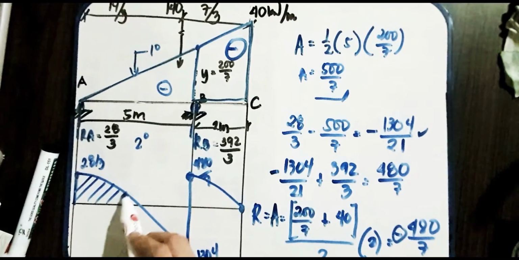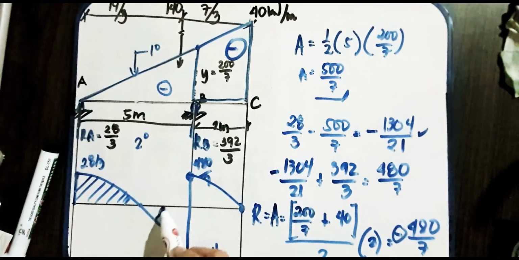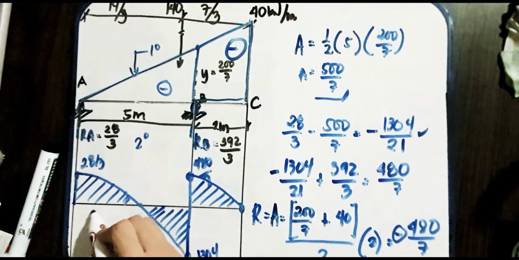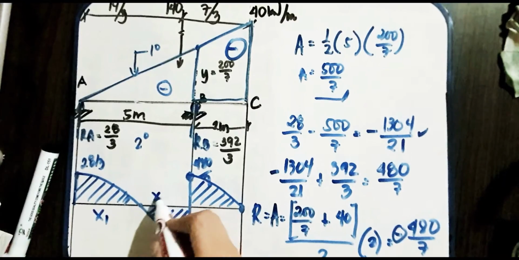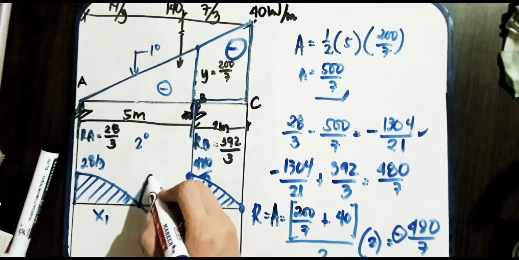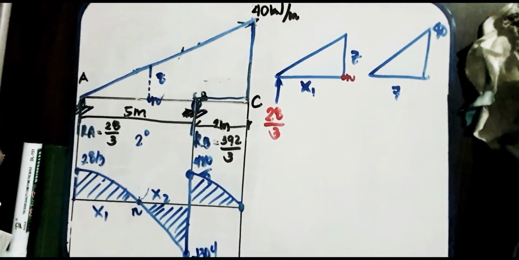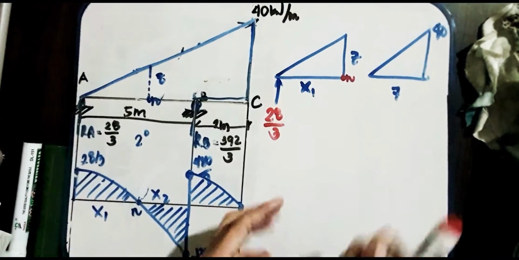Okay, so after natin makuha sa shear diagram, pwede na tayo mag-moment. Pero make sure, before we start our moment, dapat alam muna natin yung distance ng alin. Distance ng x1 natin and also distance ng x2 natin, provided that this is your point N. Okay, next tayo, before tayo mag-start ng moment, kunin natin to.